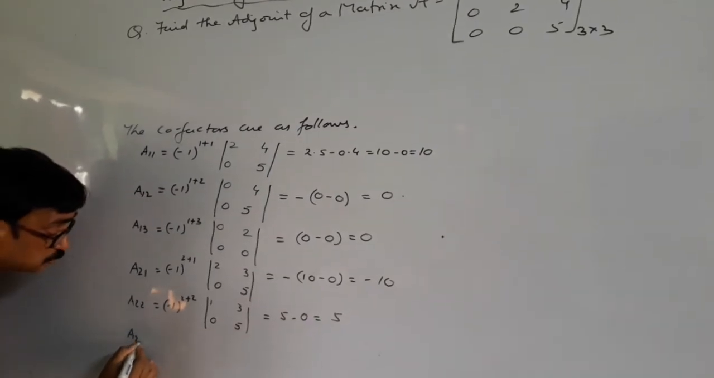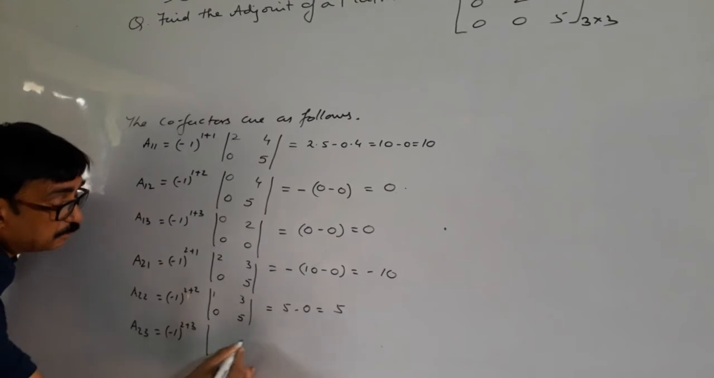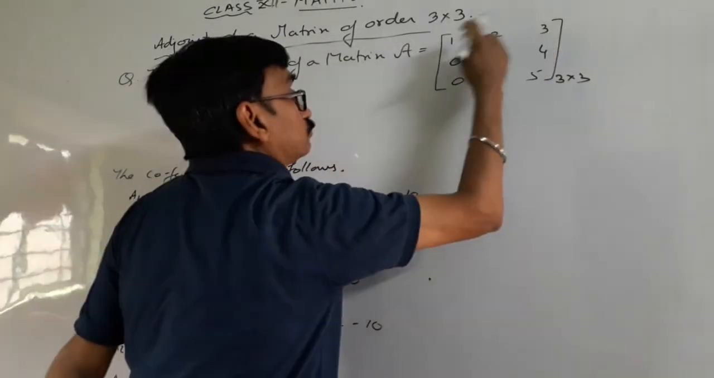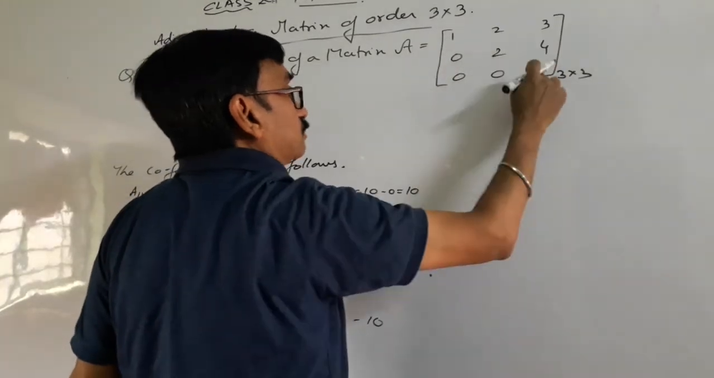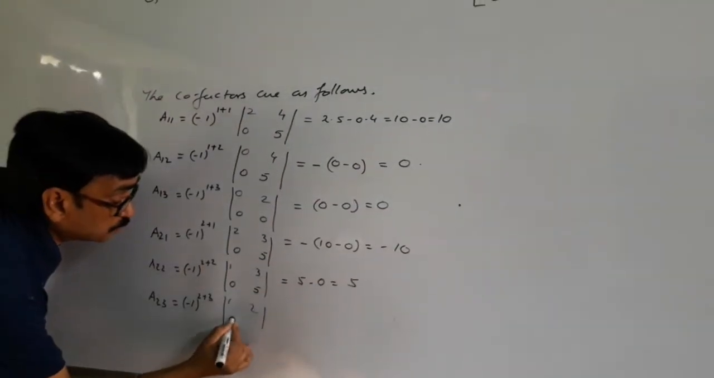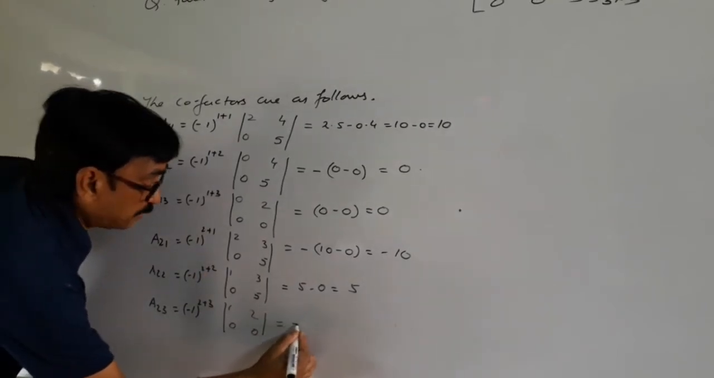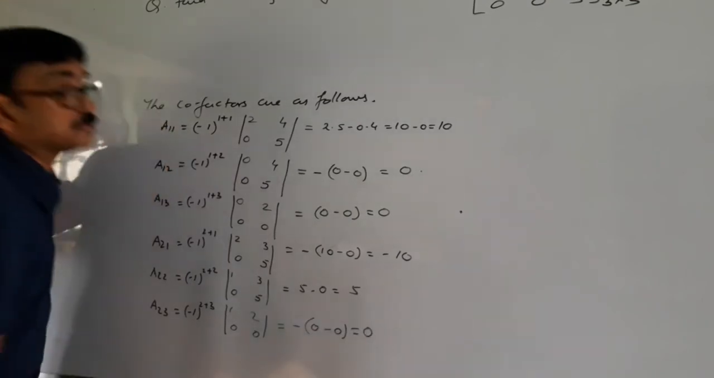So A23 is minus 1 to the power 2 plus 3. Now the second row and third column will be deleted, leaving 1, 2, 0, 0. Which becomes minus of 0 minus 0, which again becomes 0.